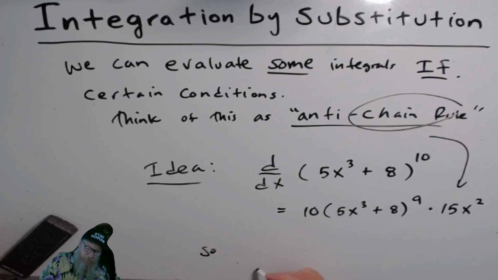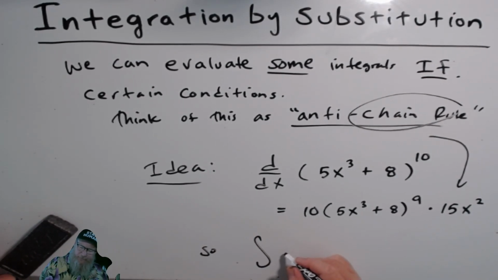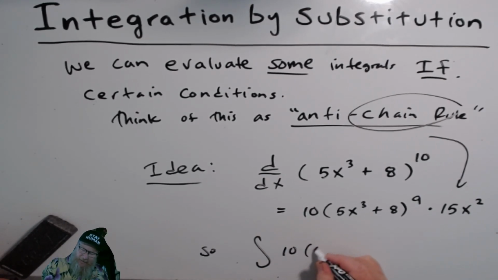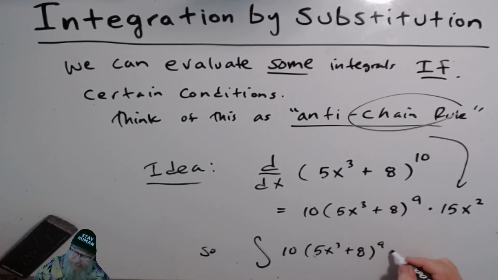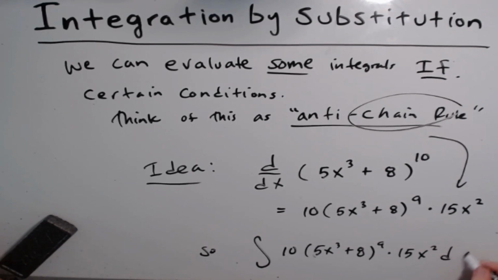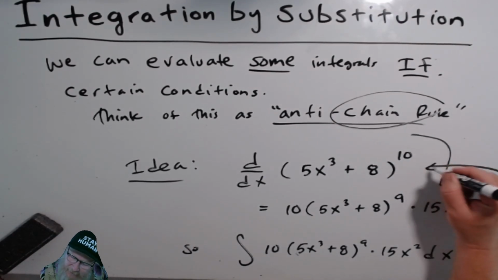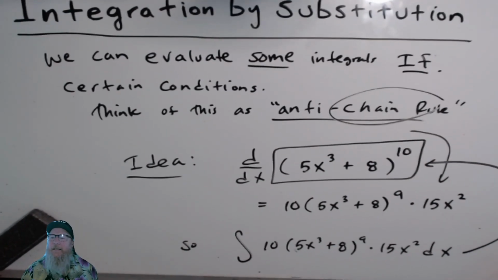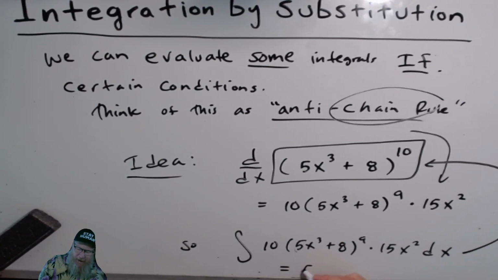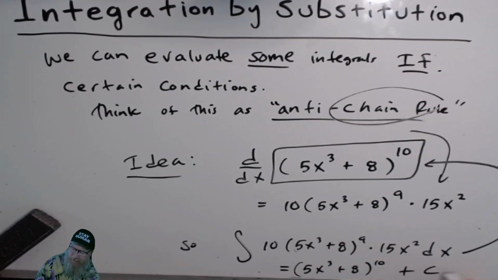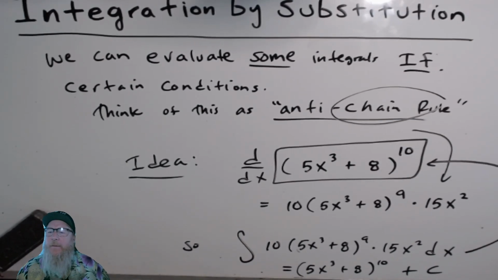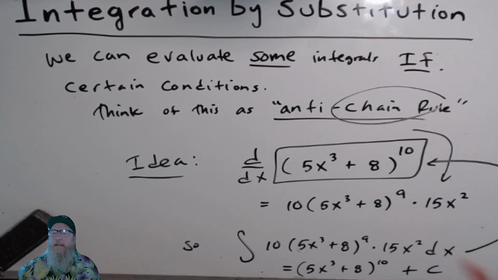So, when we integrate 10 times 5x cubed plus 8 to the 9th times 15x squared with respect to x, it should go back to being this as the antiderivative. That would be 5x cubed plus 8 to the 10th power, and then plus c. We're doing indefinite integrals, so we have to consider all the possible values of c. So that kind of makes sense, right?